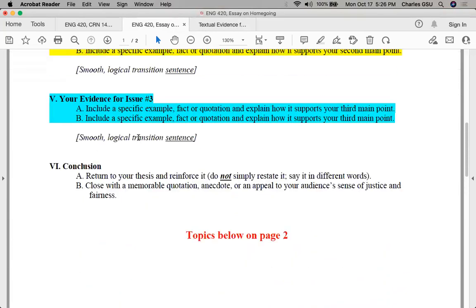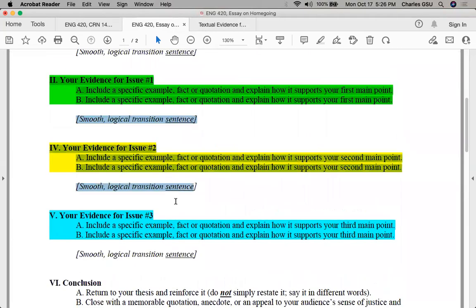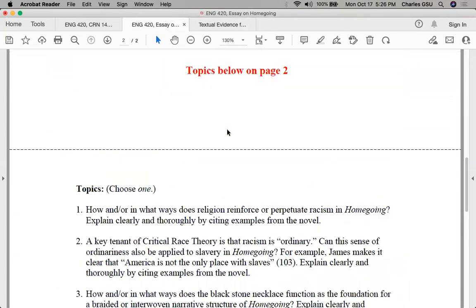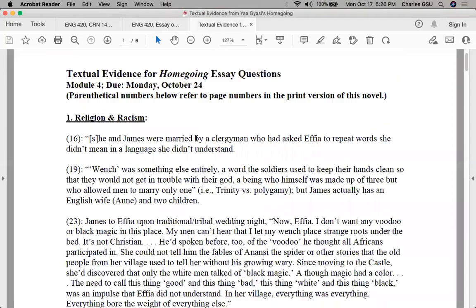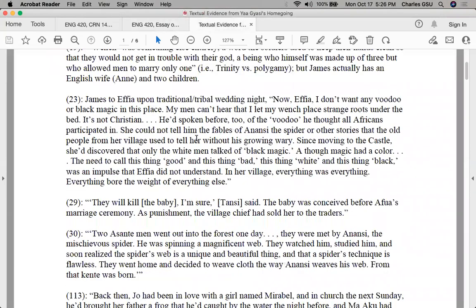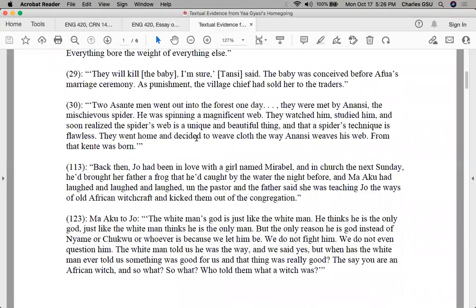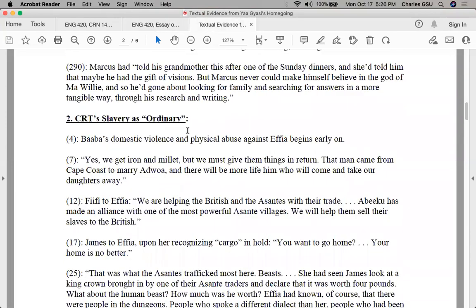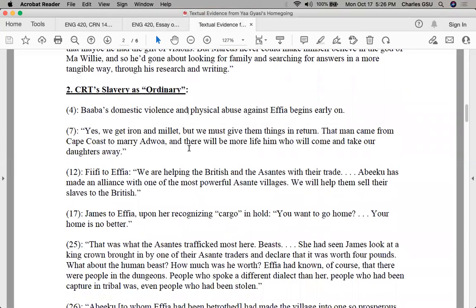So again, I'm kind of doing the legwork for you here, giving you examples. Under part 2, section 2, is it ordinary? There are many, many examples to substantiate that probably it is.